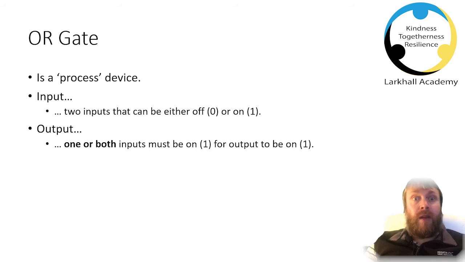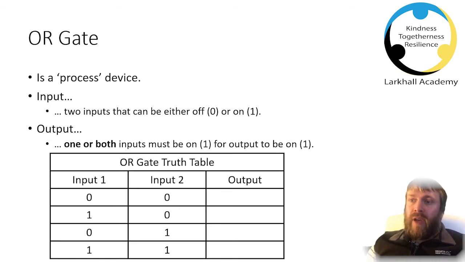So either input needs to be on. So it's one or the other needs to be on, or both. So again, your truth table here, again, I'm not going to give you the answers to this. You're going to go away, you're going to try and figure this out for yourselves. So we've got input 1, input 2, and you just need to look at all the different combinations.